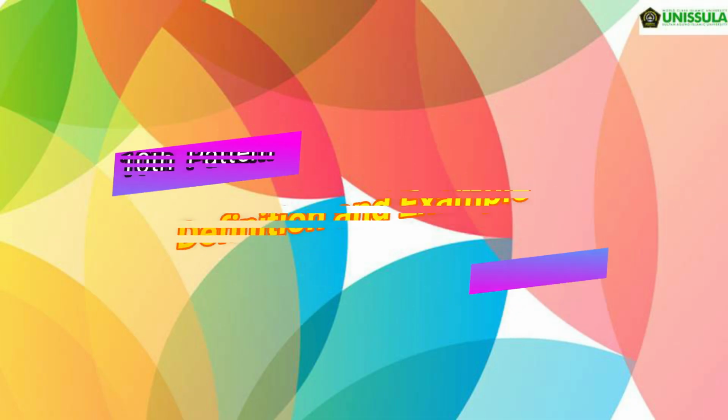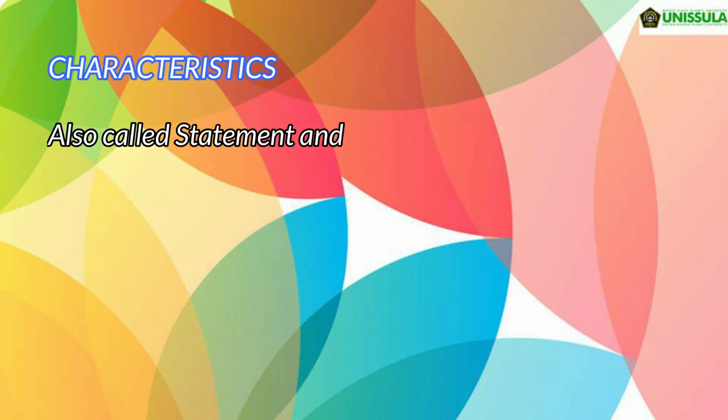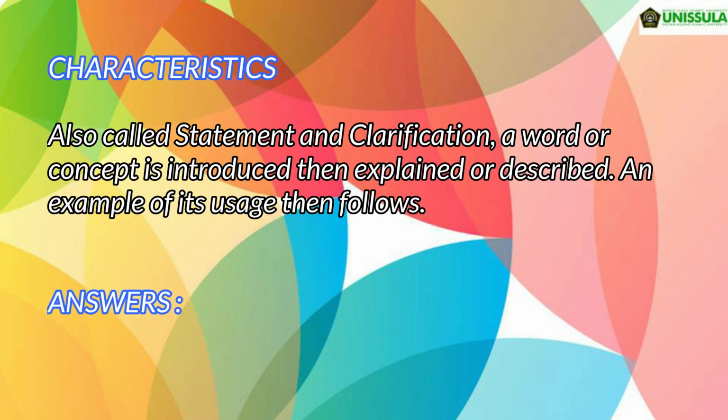Okay, and then the next pattern, we come to the definition example pattern. The definition and example pattern here is also called the statement and clarification pattern. A word or a concept is introduced, then explained or described. An example of its usage then follows. This pattern will answer the following question. What is it? Okay, this is the question.